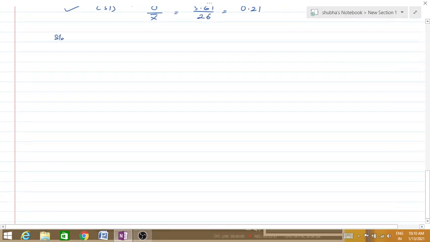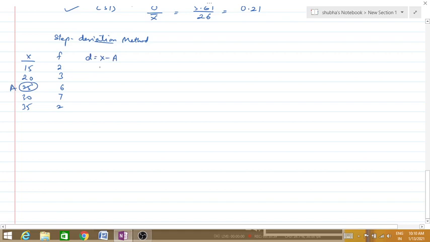Step deviation method. Writing the same question here, 15, 20, 25, 30 and 35. Frequency is 2, 3, 6, 7, 2. Now, when we talk about the step deviation method, we first calculate deviation. Again, by assumed mean, suppose I have taken assumed mean same A, so it becomes minus 10, minus 5, 0, 5 and 10. After this, the next step which has been added in the step deviation method is D dash. D dash is dividing D by common factor.